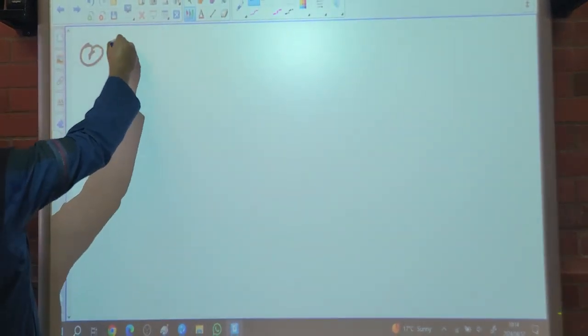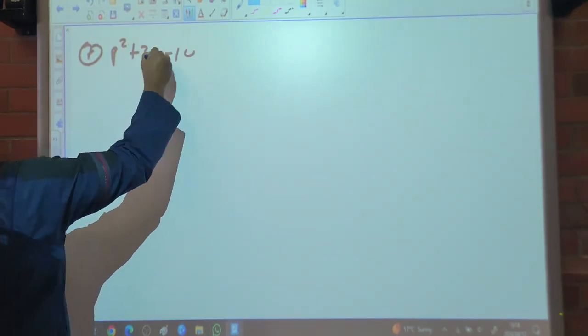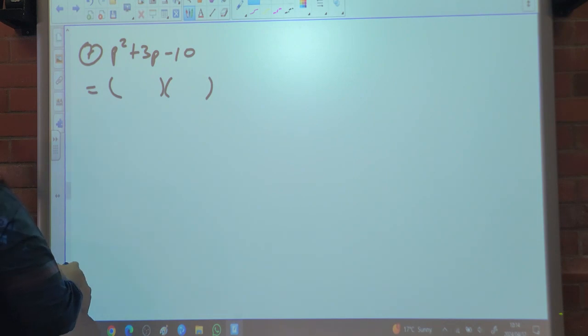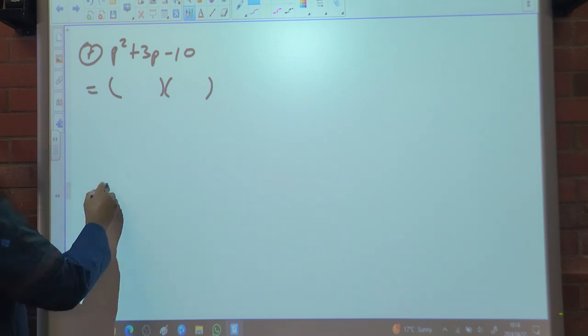Number 7, you got p squared plus 3p minus 10. What was your answer here, Michael? That's as far as I went because I didn't want to mess up everything. Okay, it's too confusing. But you understand it now. I understand now. Okay.